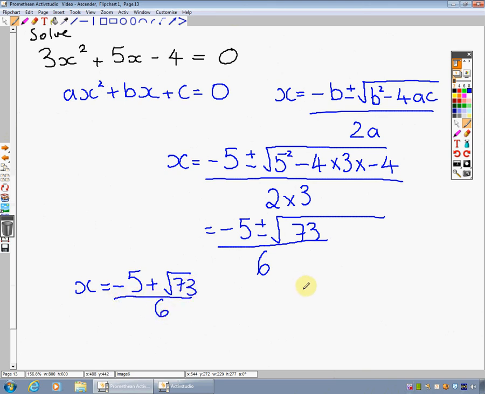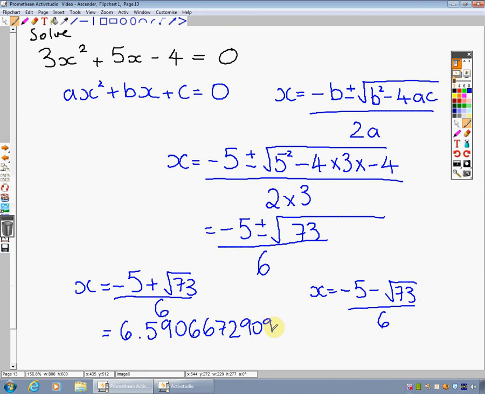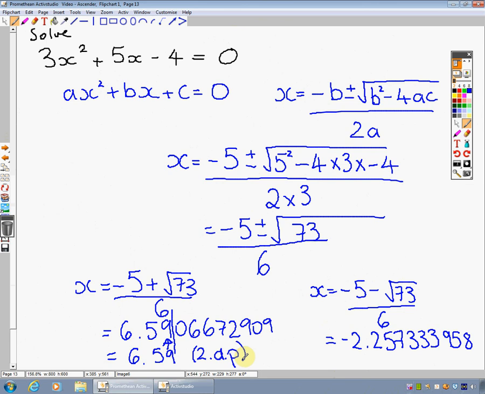So you can put that in your calculator. For this one here, you will get 0.59066720909, and then for this one over here, you would get minus 2.257333958. Unfortunately, the genius that is Mr. Osmond hasn't written how he'd like the answer, so we're going to do it to 2 decimal places. So, 2 decimal places, put your line in. The 0 is less than 5, so it's going to stay the same, 0.59 to 2 decimal places. And then this one over here, put your line in, 2 decimal places, is going to become minus 2.26 now, because the 7 is going to round up.